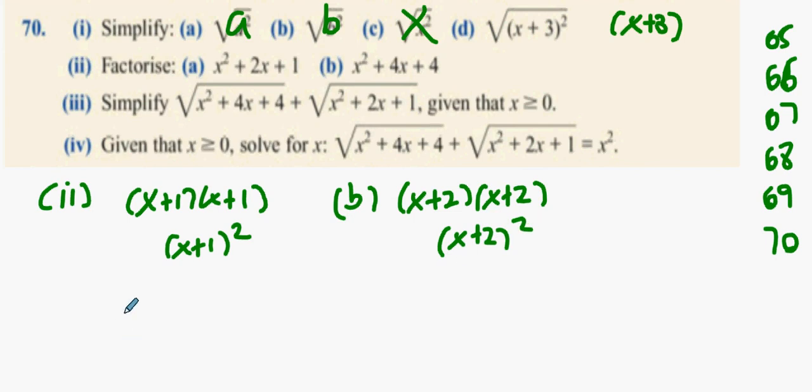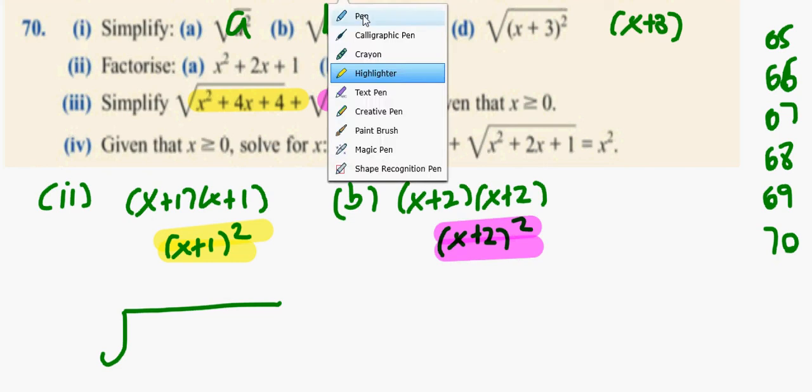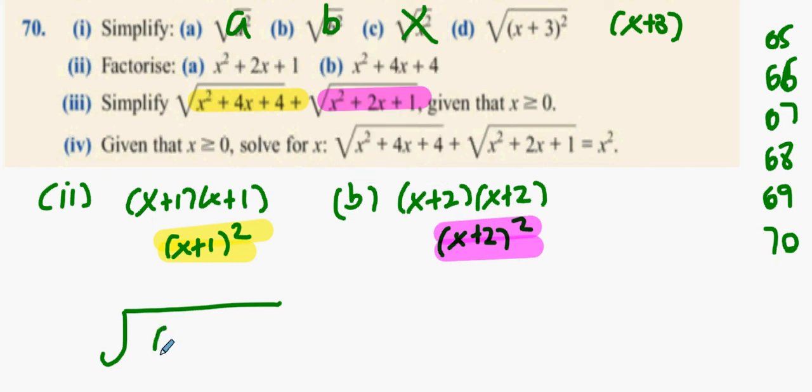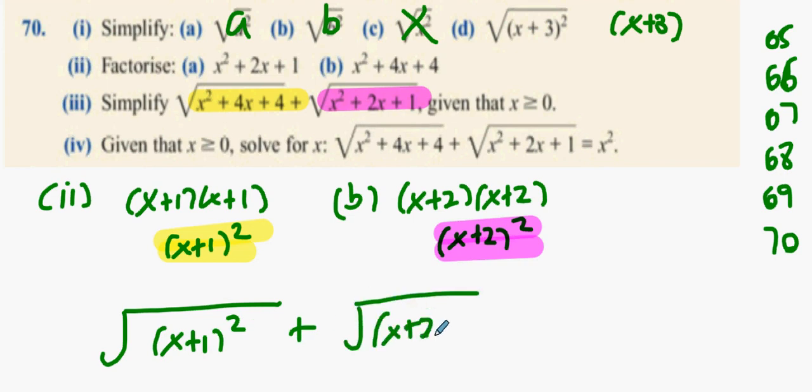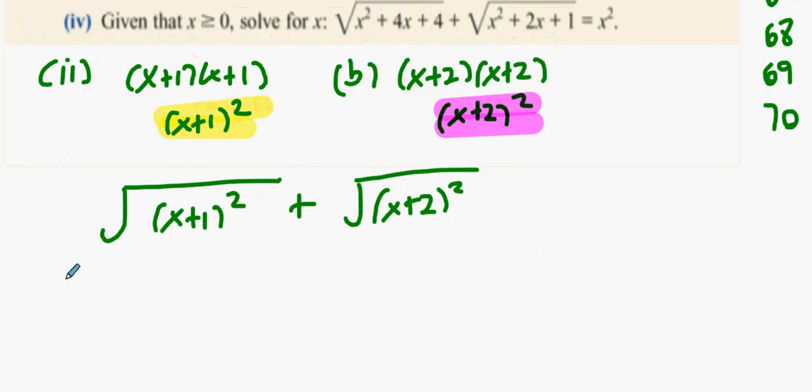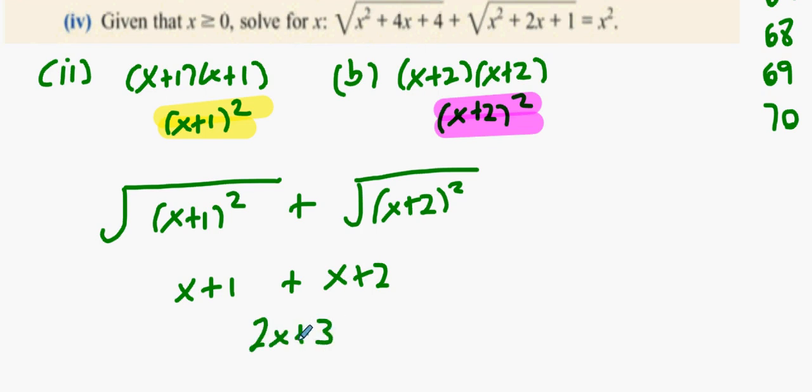Now finally, what do we replace? Replace this one with, sorry, green's the wrong color. Replace that one with that one. Everybody cool with that? And then replace this one with this one. So what's the question become now? Square root of x plus 1 squared plus the square root of x plus 2 squared. That's what Mr. McNally said, x plus 1 plus x plus 2, and you get 2x plus 3. Is that okay with you guys?